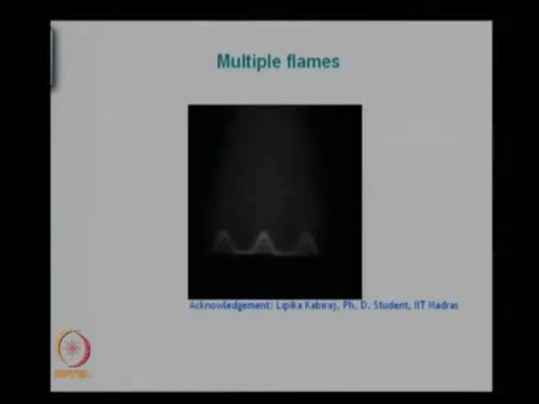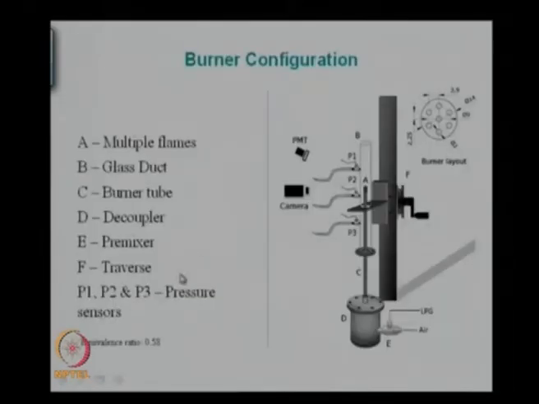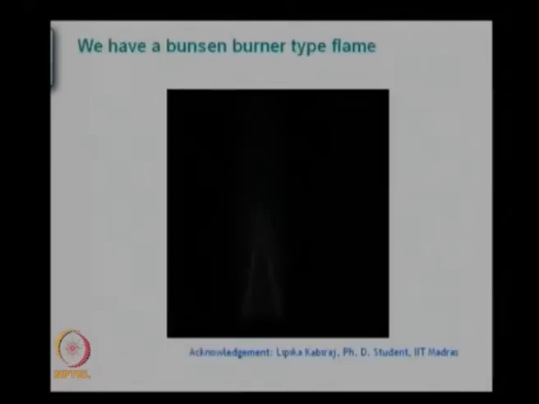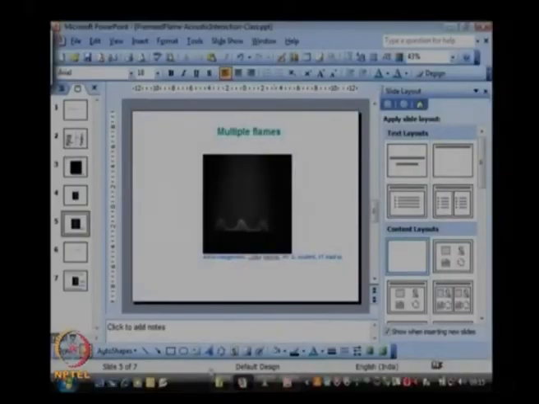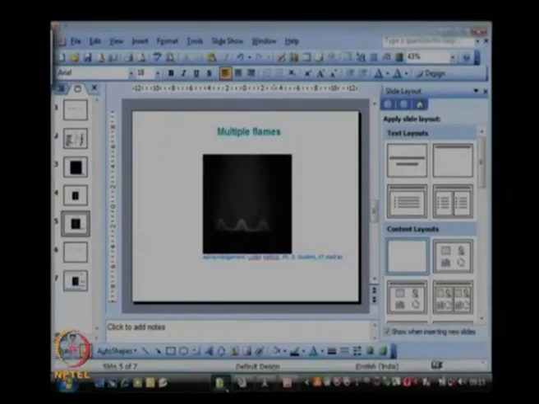So we can also do multiple flame experiments. Instead of a Bunsen burner flame, if you put a burner of this shape, you can set up several flames, and we can see that. In reality, in many combustors there will be this kind of configuration. This is a standard configuration which many people study. Let me play the movie, the video.